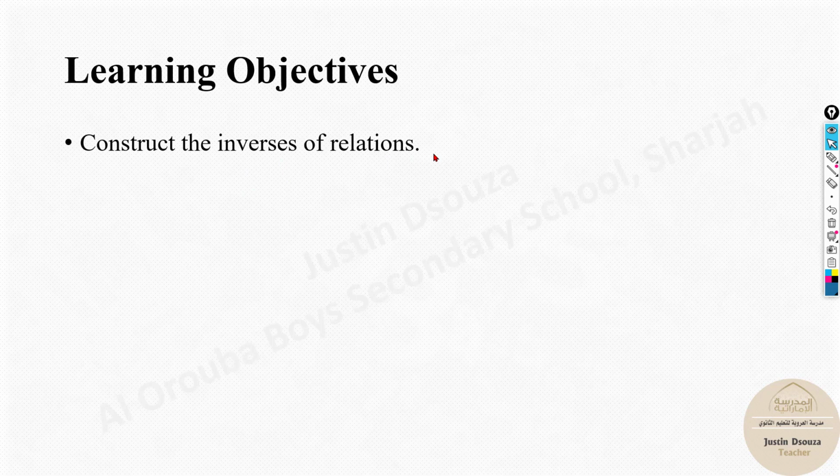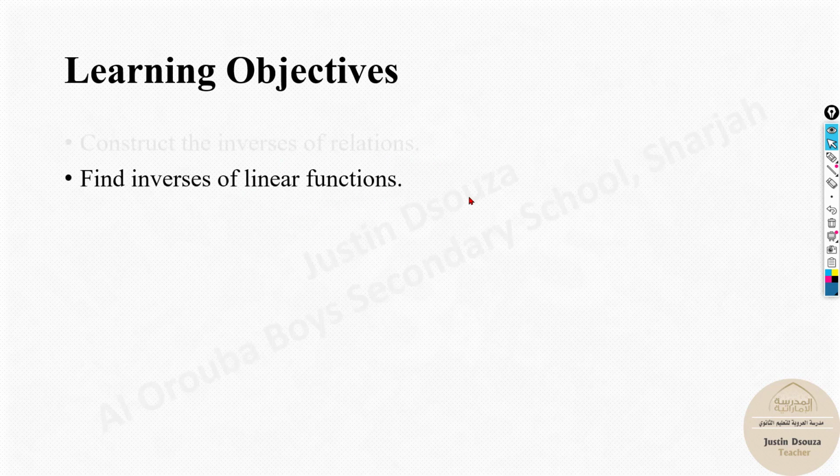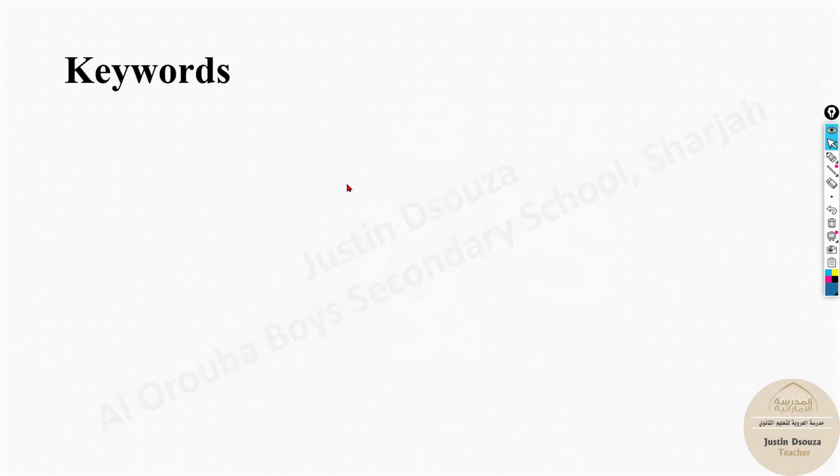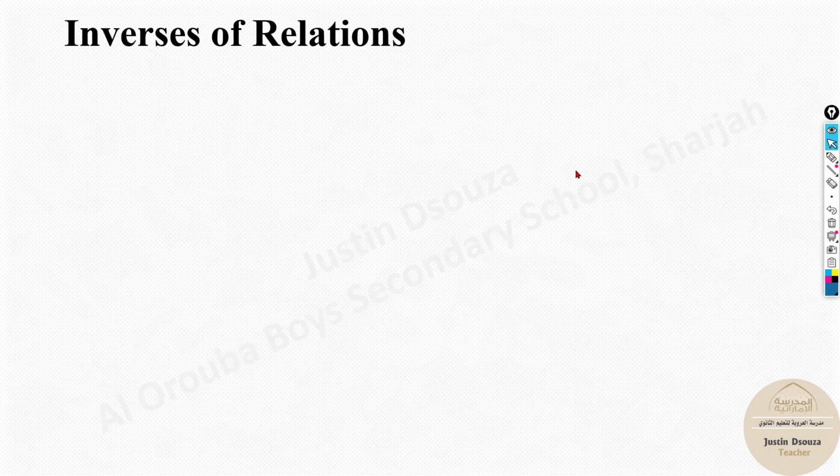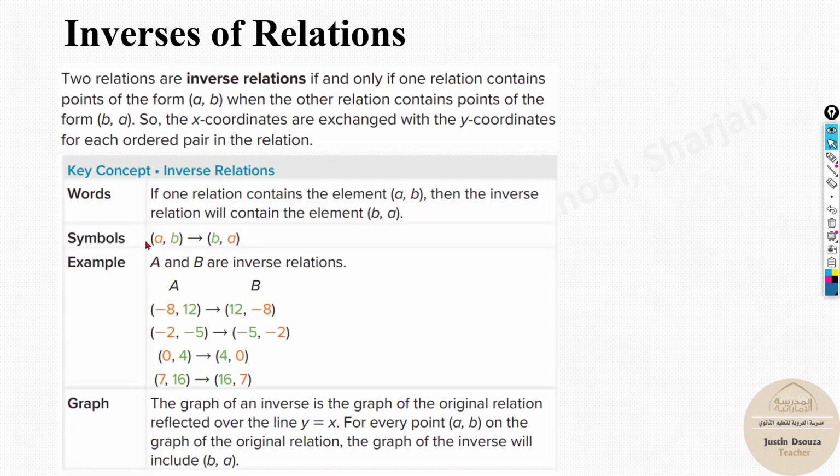They are to construct the inverses of relations and find the inverse of linear functions. The keywords are inverse relations and inverse functions. We will look into both of these and solve both the objectives in the coming problems. The first one is about relations. Now, you have a coordinate pair A, B.